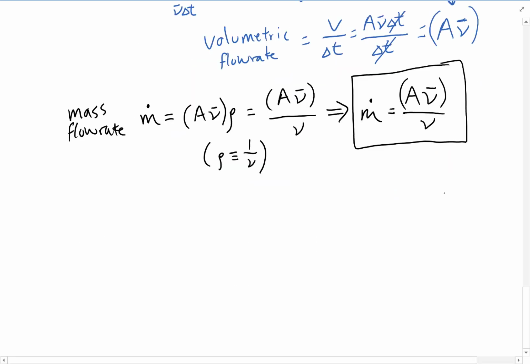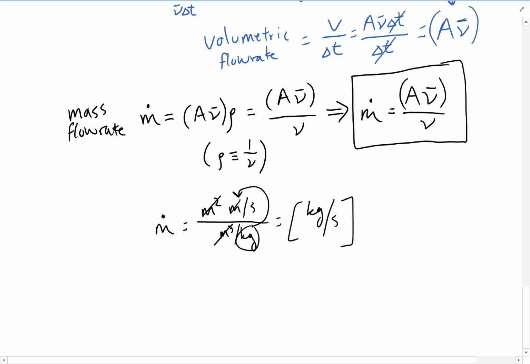And quickly, let's just make sure these units work out. That gives us m dot is equal to area, which is meters squared, times velocity, which is meters per second, divided by specific volume, which is meters cubed per kilogram. Meter squared times meter is meter cubed. That cancels with meter cubed. Kilogram is in the denominator of the denominator, which means we can pull it up to the top. And so we get kilograms per second as our units for mass flow rate, which sounds about right.